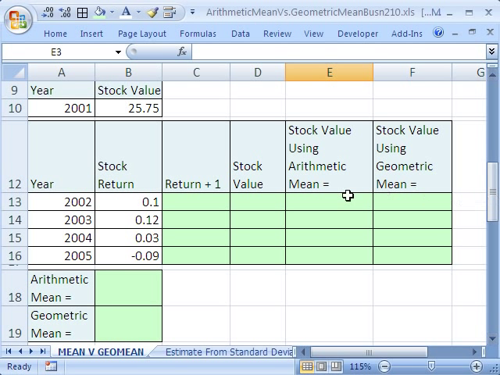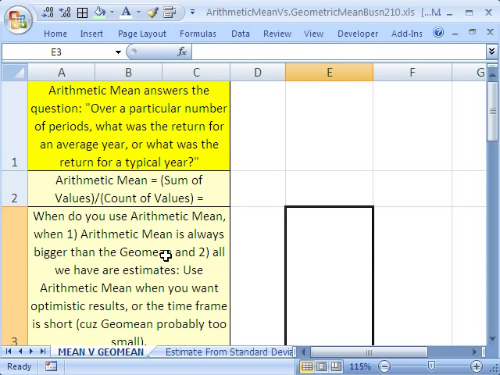Now, I want to talk about the difference between arithmetic mean and geometric mean in finance. The arithmetic mean answers the question, over a particular number of periods, what was the return in an average year? Or what was the return for a typical year? Here's the calculation: sum up the values and divide by the count.